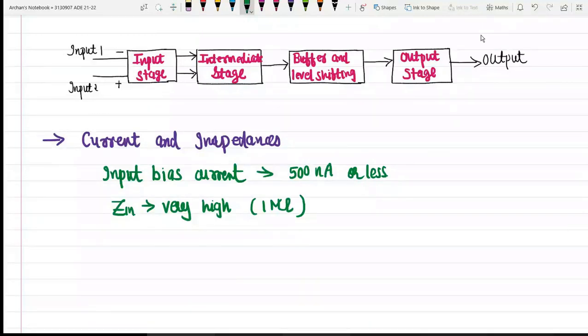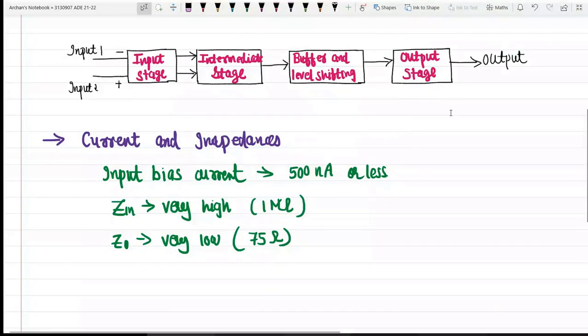Okay, and then at the output stage, what do we have? We have some emitter follower, and we know that emitter followers have very low output impedances. Okay, so if we talk about the output impedance Z0, it should be very much low. Ideally speaking, it should be equal to 0. Okay, so the typical value of output impedance in case of an operational amplifier is 75 ohm.